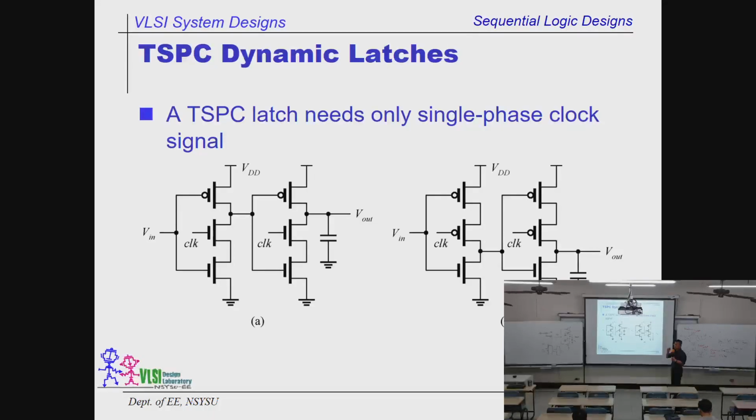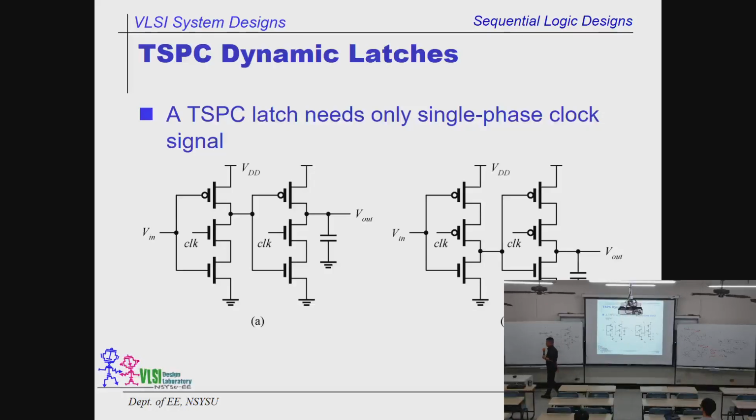TSPC means true single phase clocking. Only one clock is needed. We don't want the risk to have that kind of jeopardy. We don't want to jeopardize the circuit design, because there we cannot control the overlapping of clock and clock bar. All right, is that understood? So this is very much welcome in a lot of designs.